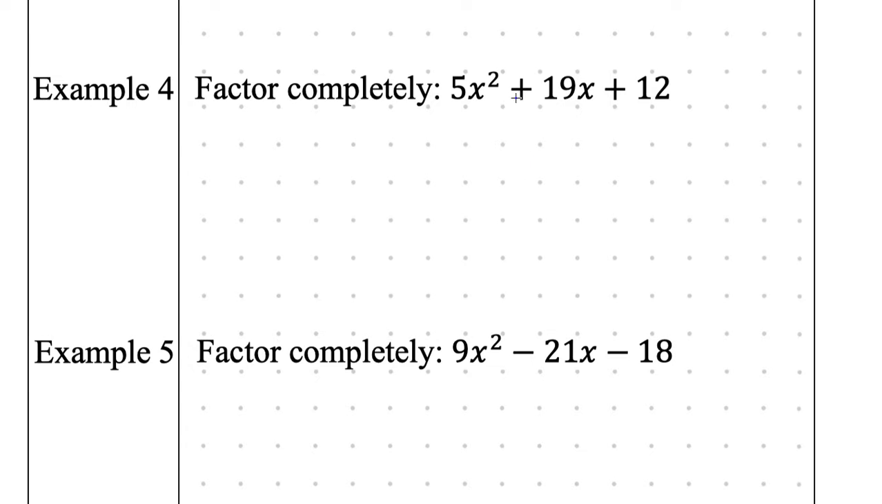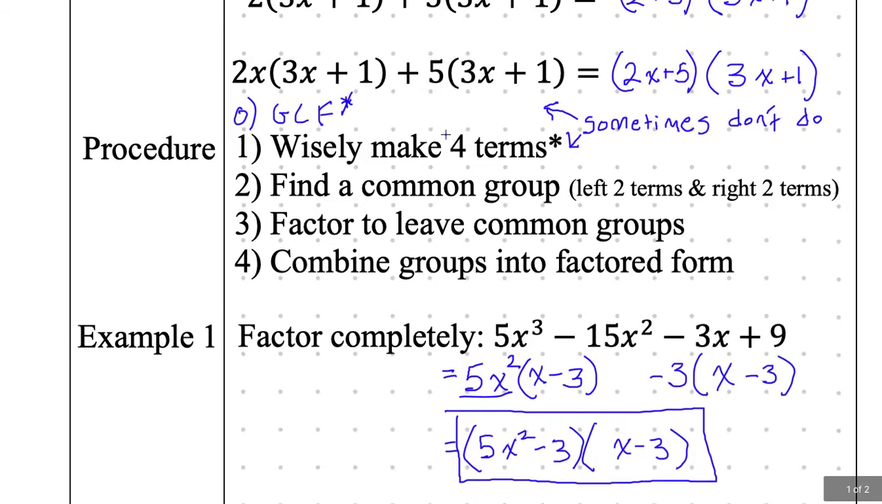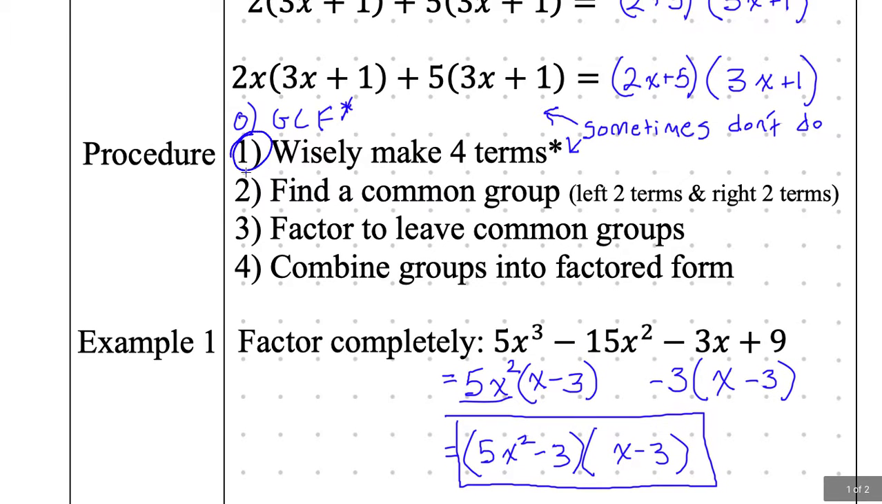So this is a little bit harder. First, step 0. GCF, 5 and 19. 19 is a prime number. 5 is a prime number. They're co-prime. There's nothing that I can divide them by to make them still an integer, so there's no greatest common factor. We're on to step number 1, which we're finally doing. We've never done step 1 before. This is the first time we're wisely making 4 terms.